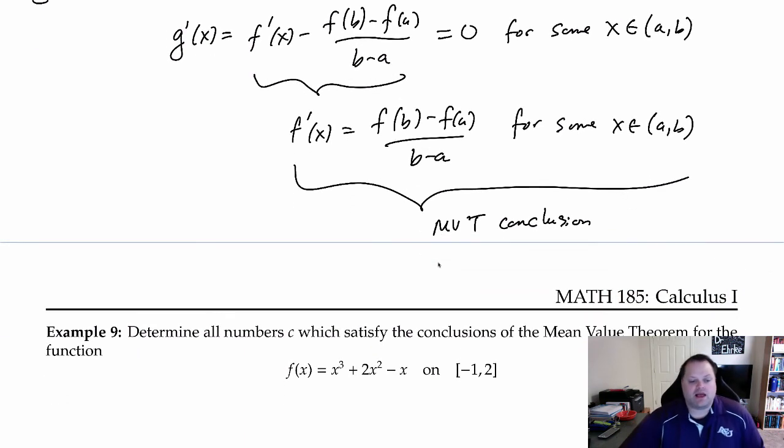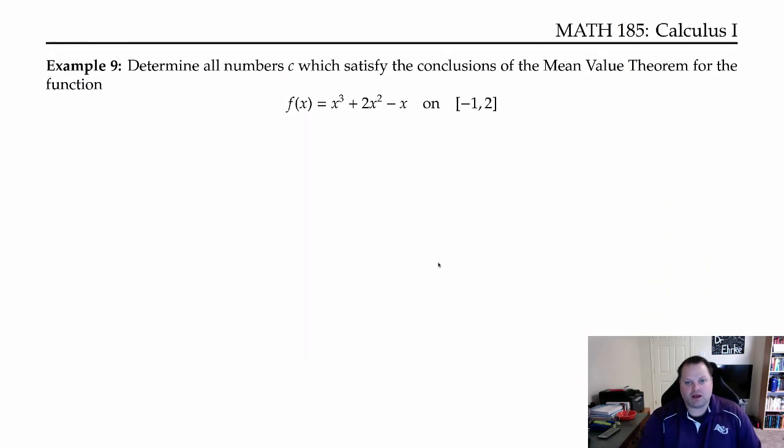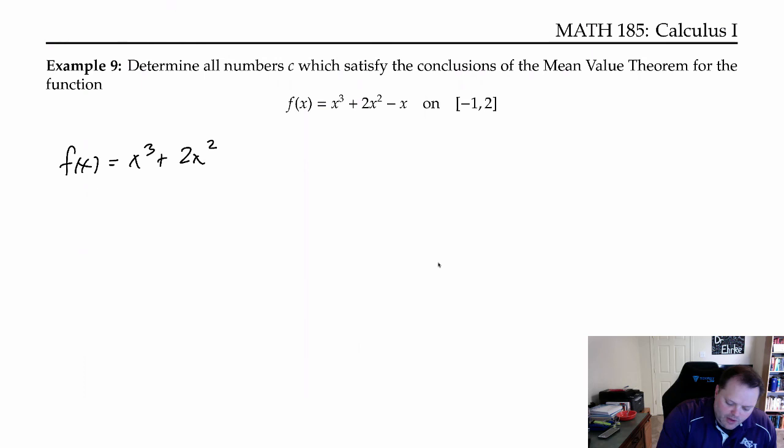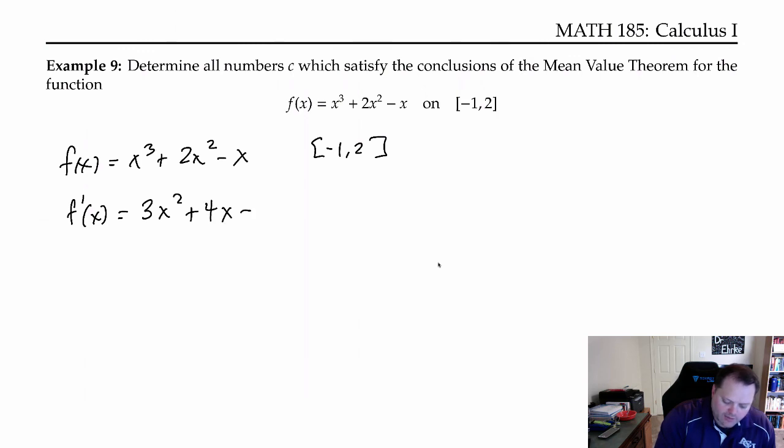All right, so last example for the day, we're going to take a look and try to find all of the points that are guaranteed to exist by the mean value theorem. So here we have a function x cubed plus 2x squared minus x. We're looking at this on the interval from minus 1 to 2. The derivative of this function is 3x squared plus 4x minus 1.